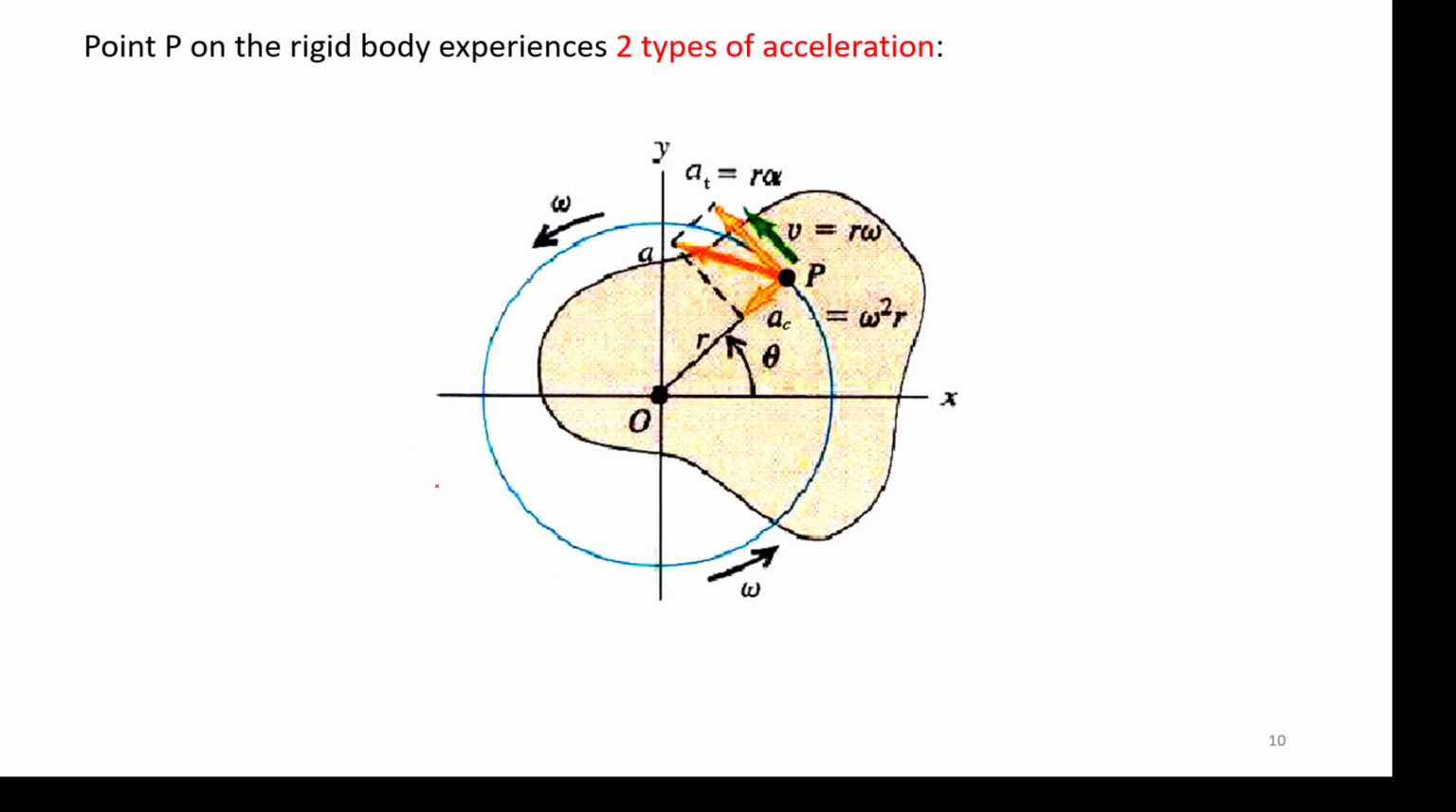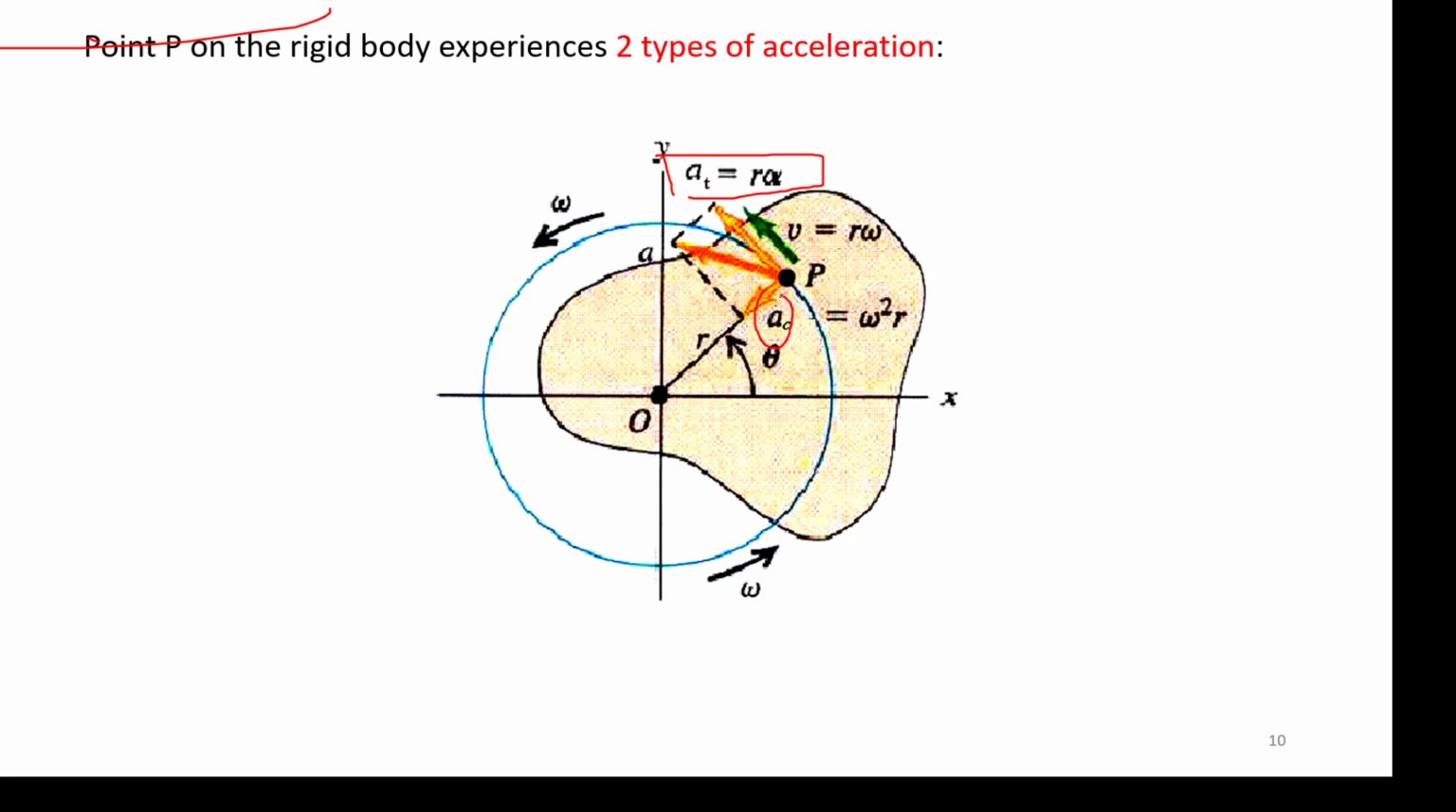Point P on the rigid body experiences two types of acceleration. Can you guess the two types of acceleration that the body experiences? So you have first the AT, which is the tangential acceleration, and then you have AC.